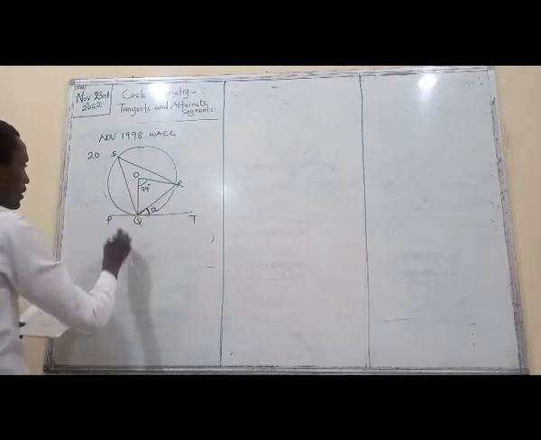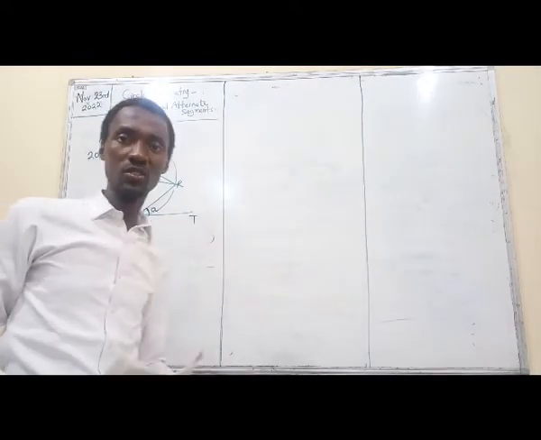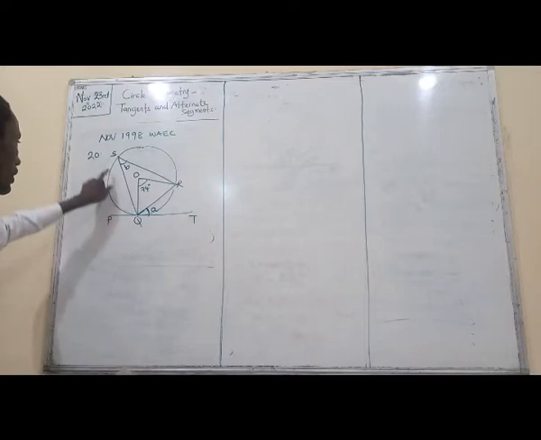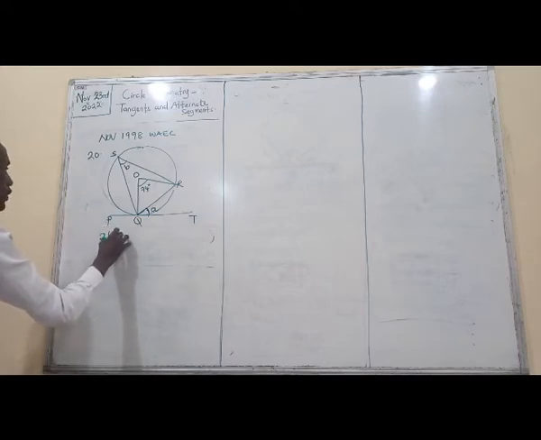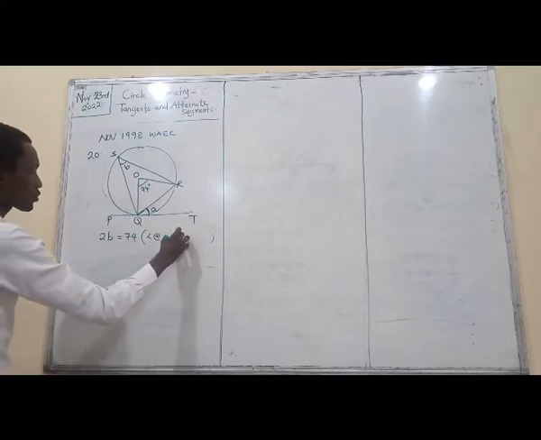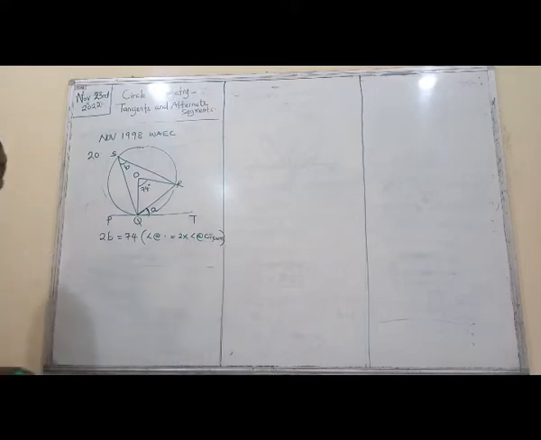So I'll call this angle A, and I'll call this angle B. Remember that to use alternate segment concepts, you must have a triangle in a circle relating a tangent. From the first aspect of circle geometry, we have a theorem that says 2B will be equal to 74, that is, the angle at the center is equal to 2 times the angle at the circumference. So B will be equal to 37 degrees, by dividing both sides by 2.